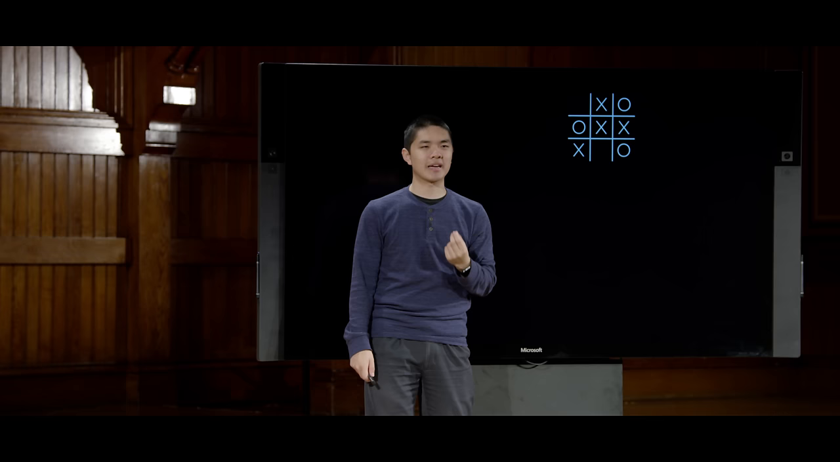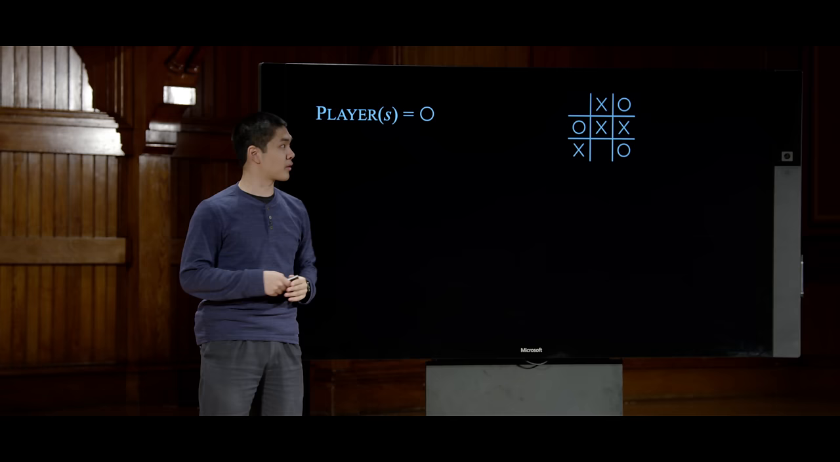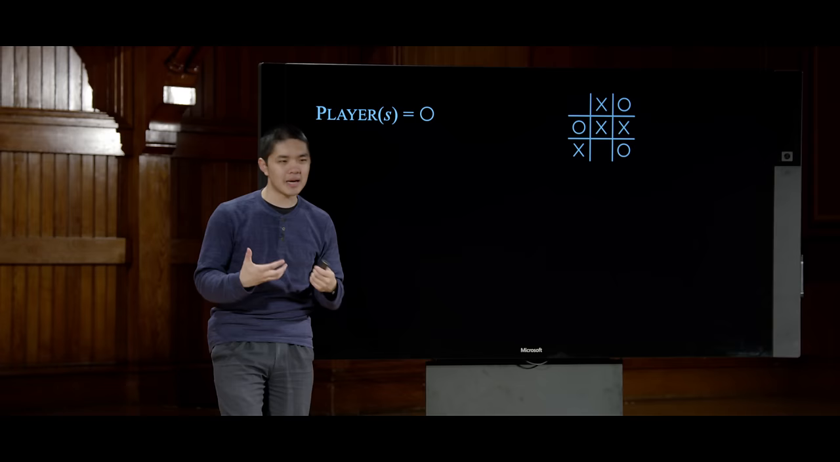We can calculate that using the player function. We can say player of S, pass in the state. O is the answer, so we know it's O's turn to move. And now, what is the value of this board, and what action should O take? Well, that's going to depend. We have to do some calculation here. And this is where the Minimax algorithm really comes in.